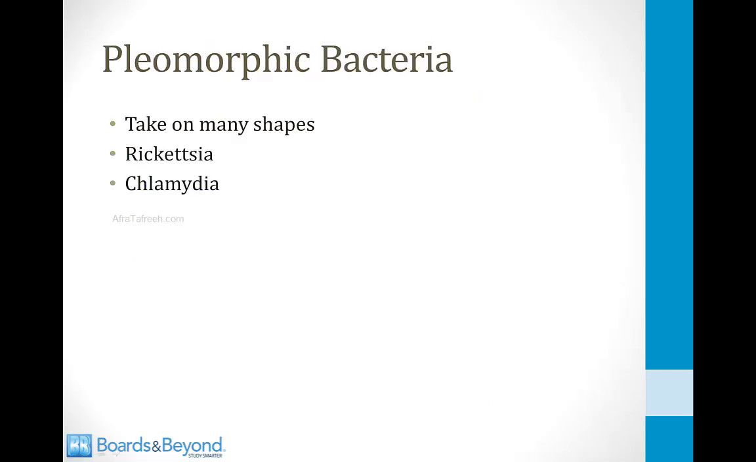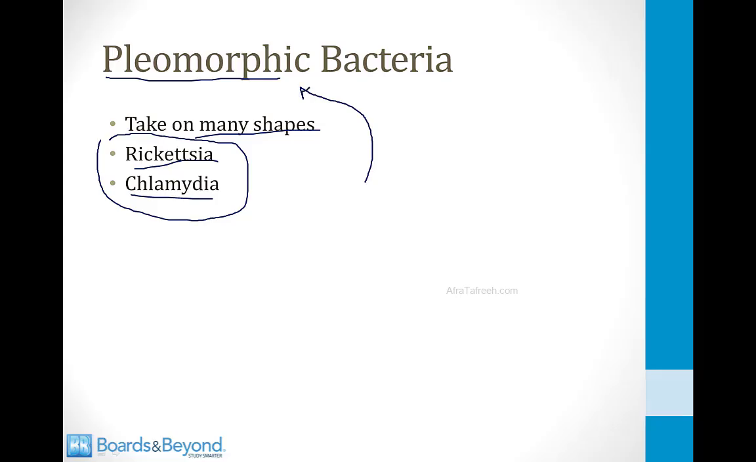There are two bacteria that are described as pleomorphic. This means they can take on many shapes, and these are Rickettsia and Chlamydia. It's nice to remember these together because they are the two intracellular pathogens. These are obligate intracellular bacteria, and in addition, they are also pleomorphic.